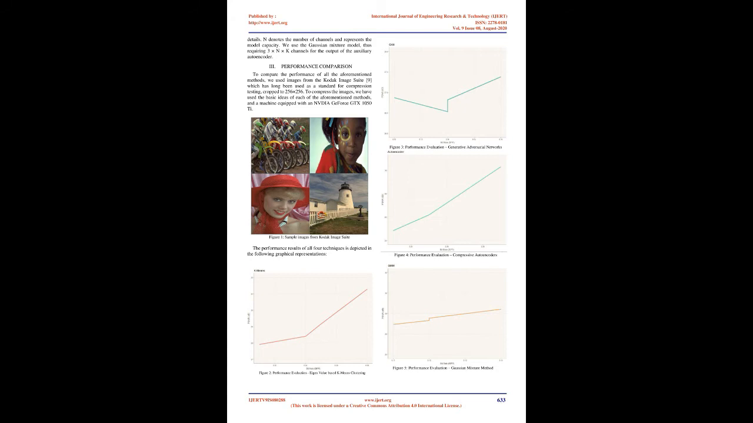C. Compressive autoencoders. An autoencoder is a type of neural network used to learn efficient data codings in an unsupervised manner. The aim of an autoencoder is to learn a representation, encoding, for a set of data, typically for dimensionality reduction, by training the network to ignore signal noise. Along with this, a reconstructing side is learned, where the autoencoder tries to generate a representation which is as close as possible to the original input. The idea of autoencoders has been popular for decades, and the idea of using them for image compression has been popular since the beginning.